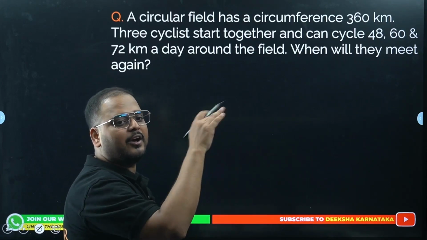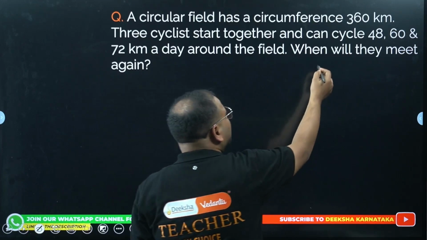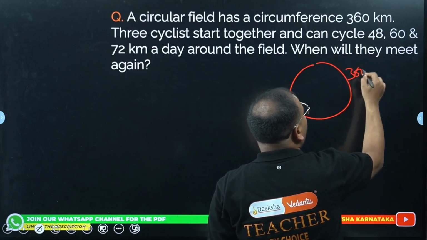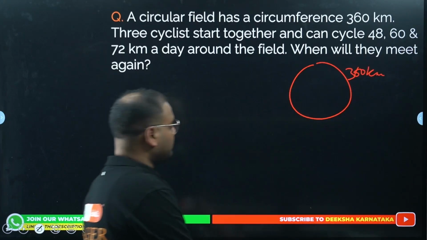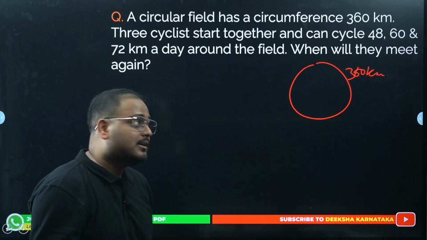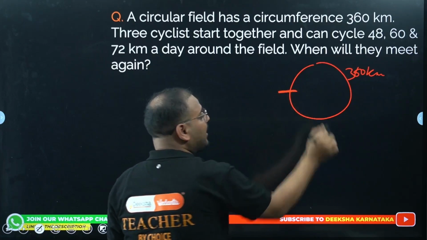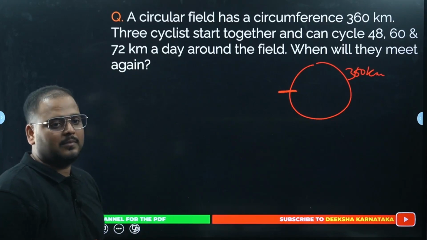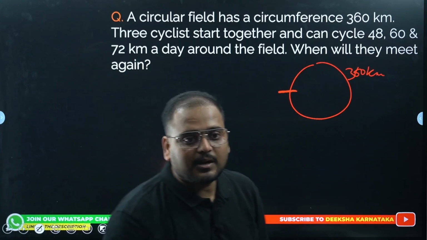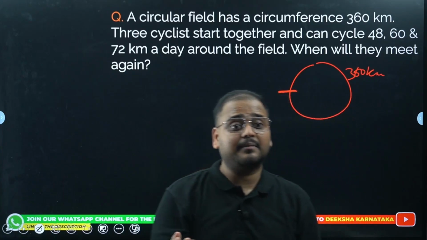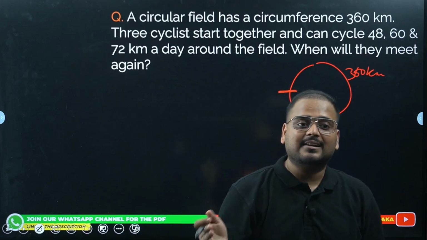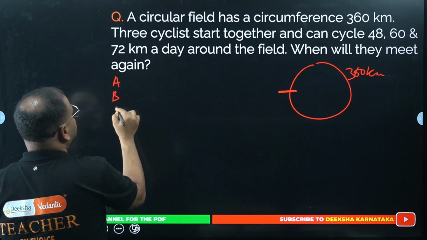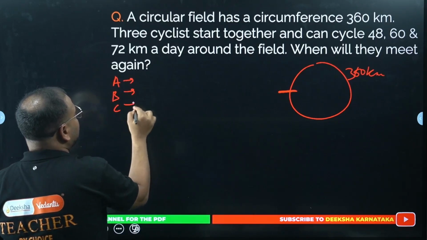Okay, so a circular field has circumference. Circumference means the boundary of the circular field is given. Some circular field is there, that boundary is how much? 360 kilometers. No problem, sir. 3 cyclists starting from the same point. Okay, now their capacity of cycling is given per day. Every person will have different capacity, right? Some people can cycle for longer time, faster. So the 3 cyclists, let's take their names to be A, B and C.